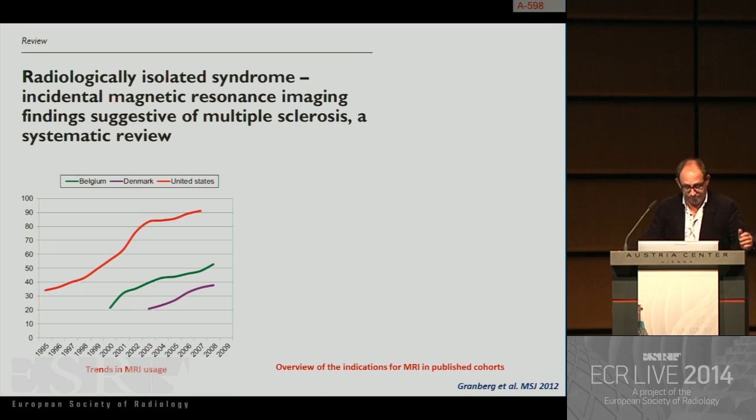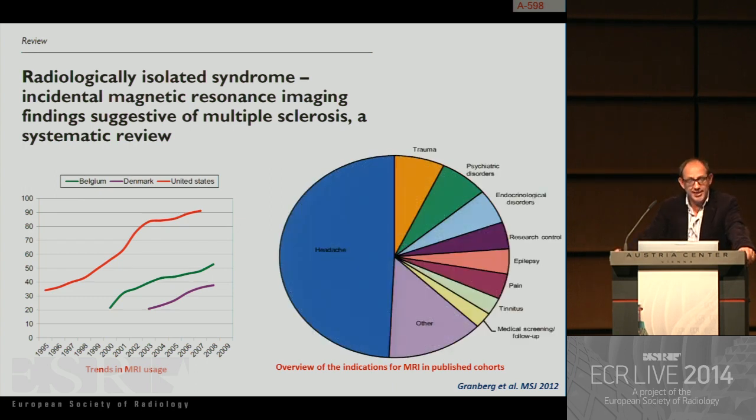Why is this now having great importance? That's maybe because there is a high increase in the trends of MR usage around Europe, the States and Asia, and you can see this data coming from a systematic review published recently, showing how the use of MRI has increased in these three different countries. The indications for MRI in those patients in whom a diagnosis of radiologically isolated syndrome has been established indicate that in most of them, the scan was obtained because of headache or trauma. And we have to consider these situations.